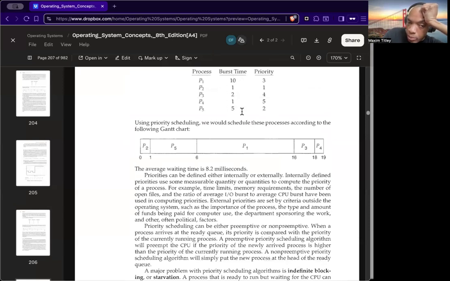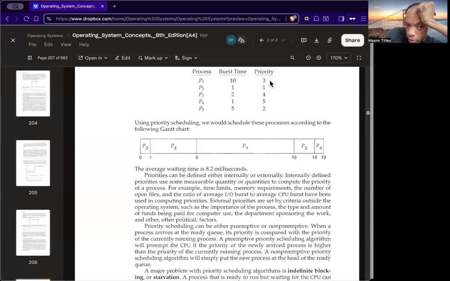Here's the burst time for them, okay? Even if this one runs for like 1 second, even if that was very short, the fact of the matter is, if there is a higher priority, the higher priority will run. So let's take a look.